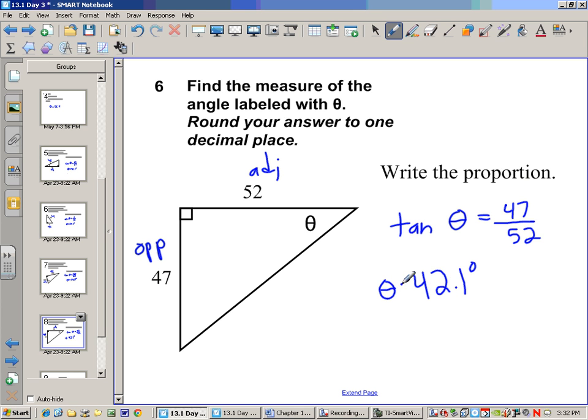All right, hopefully that helps you understand how to find angles from a right triangle.